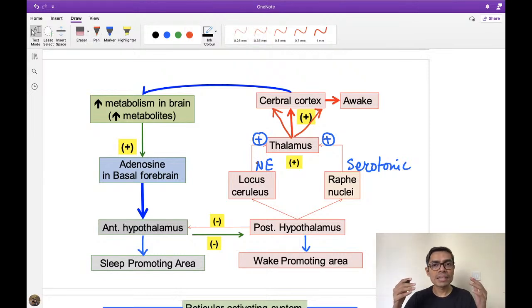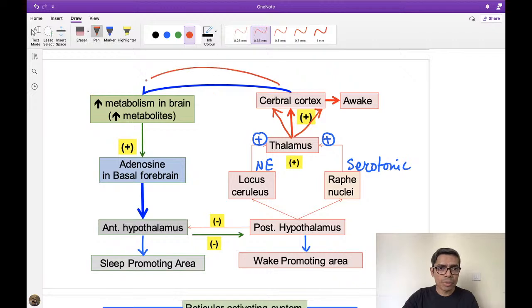Now when will you sleep? When your cerebral cortex is active for long duration, what will happen? Your brain cells will accumulate metabolites. Simple. If you are studying for long duration and your brain is awake for long duration, your brain is going to produce more and more metabolites. One of these metabolites is adenosine. Important. If the adenosine level is beyond a critical level, then adenosine is going to stimulate this anterior hypothalamus, and because we know the anterior hypothalamus is the sleep promoting area, the person will go to sleep.